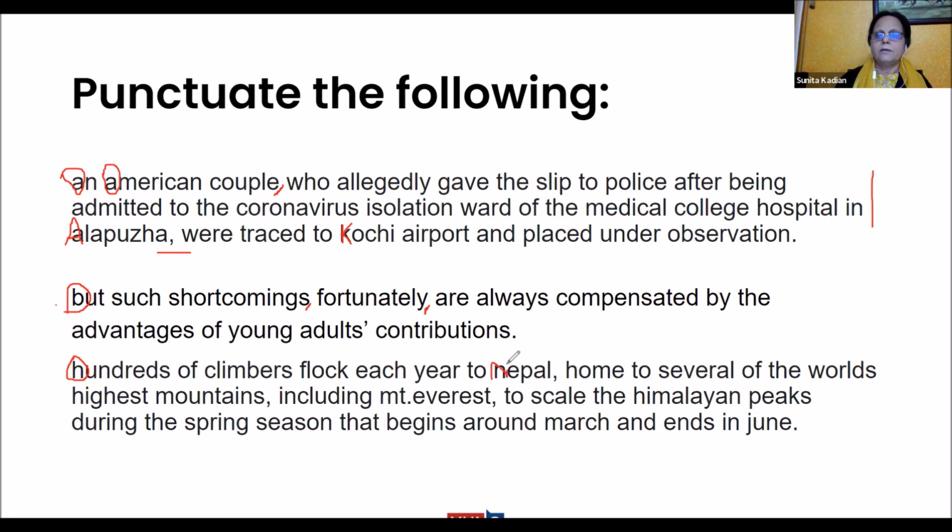Then, ma'am, Mount Everest, M and E should be capital. Himalayan, H should be capital. M and E should be capital. Himalayan, H should be capital. Okay. What else? Ma'am, after season, there should be a comma because there's additional information that begins around March and ends in June. Where is it? Last line.